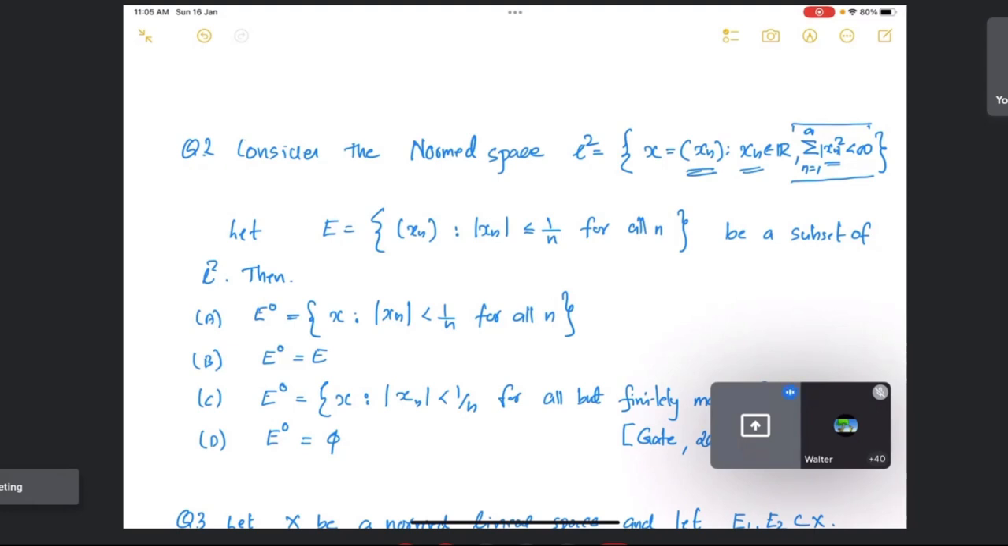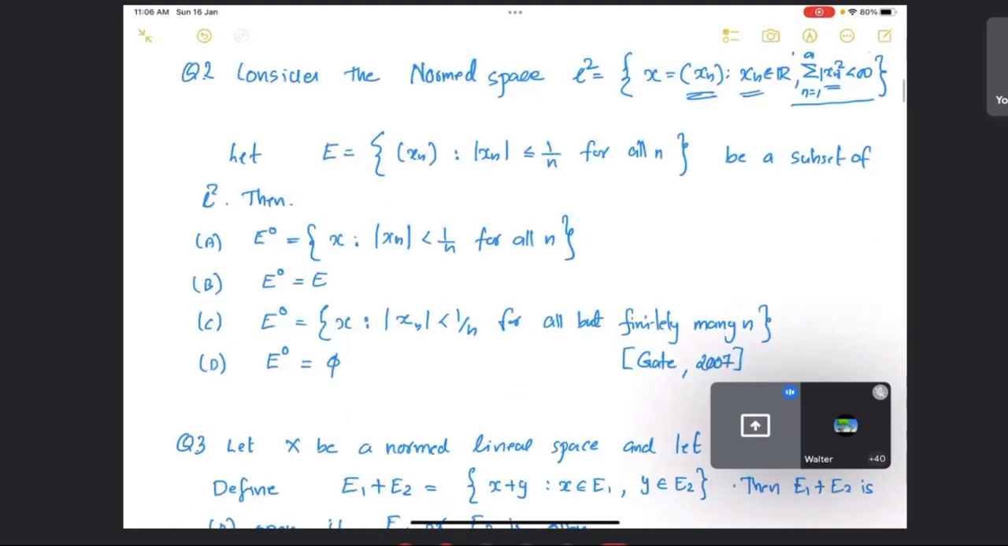That is, if you take the nth coordinate, then the modulus of that nth coordinate will be less than or equal to 1 by n. And the question is about the interior. This is the interior of E. What is going to be the interior of E?